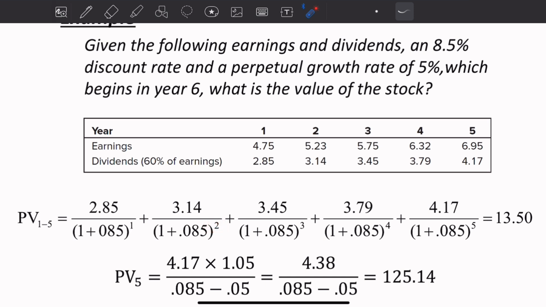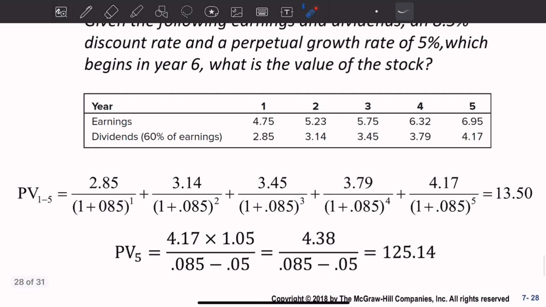Okay, we discount each one individually, then we add them all up together, and we get the present value for that period of time from now until the end of the 5th year. All right, but then after the 5th year, we're going to have the dividend that was received at year 5. We're going to assume that this is going to grow by the 5% growth rate that was given to us. Okay, this is why here you see that we took that $4.17 and we multiplied it by 1 plus 5%.